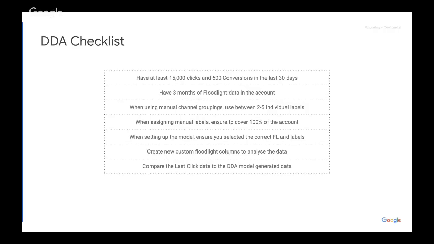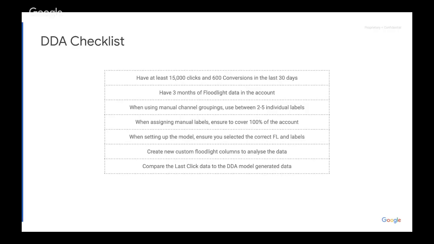When using the manual channel groupings, as James mentioned, we recommend to use 2 to 5 labels in total, not more, because you would make it too granular. We want every label to have quite a significant amount of volume. Subsequently, when assigning the manual labels, it's super important that you really try and cover 100% of the account, not just partially, simply because for the click path, you want to include really every single keyword that might have a click, right? Or that might trigger an ad that subsequently triggers a click. So you want to really have the whole customer journey, not any gaps.